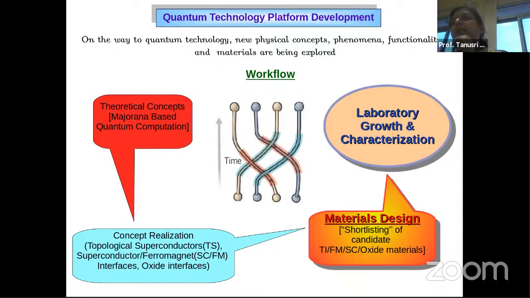And that is actually dependent, as I mentioned and want to put a stress on, on materials design, because shortlisting of these candidates is one of the important goals. And once such a design is perceived, it will be referred for laboratory growth and characterization. So we have a really complete loop of different workflows.